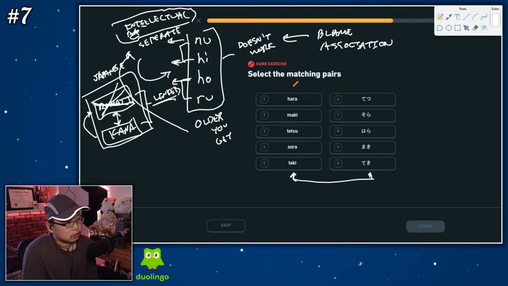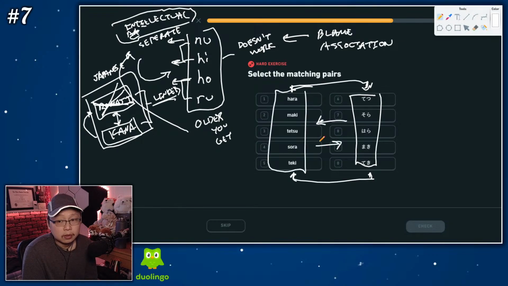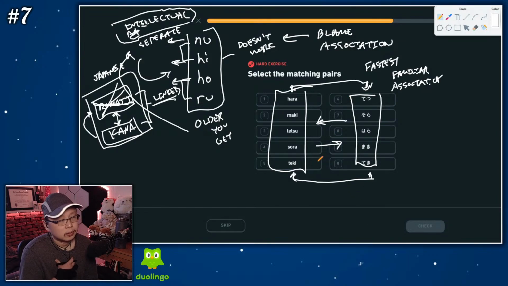So even if these two things are on the screen at the same time, you can naturally go from here to here or here to here once you become familiar with them. So regardless of which way, you pick the way that's fastest, and then you separate them afterwards. The faster you become familiar with the association, the quicker you can decouple them, is what I think personally.